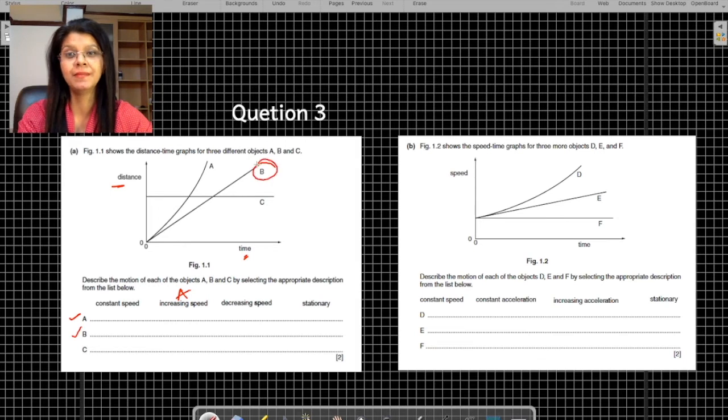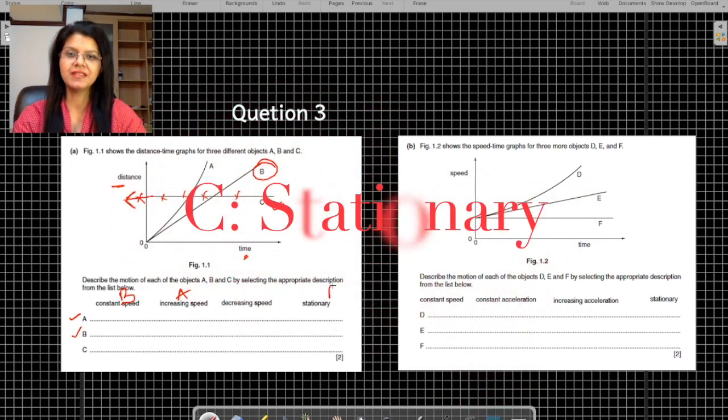Object B. It is a straight line graph. Straight line, it is not a curve. Distance time graph, when it is a straight line, it is called constant speed. So this is your answer here. C, flat line. Distance is static. The time values are changing, but you're stuck at this value of distance. What does it mean? You are stationary.